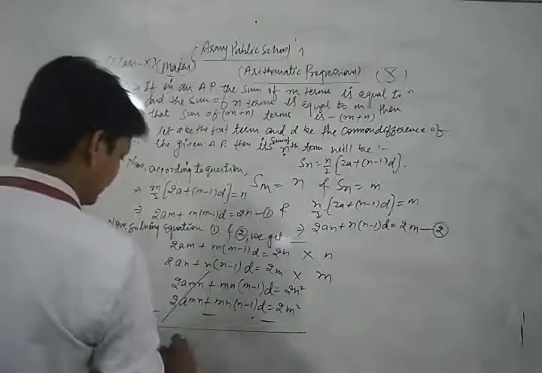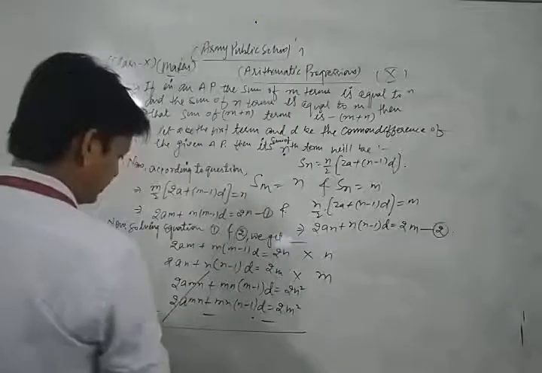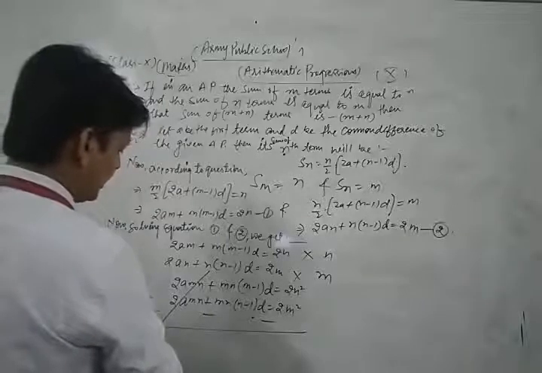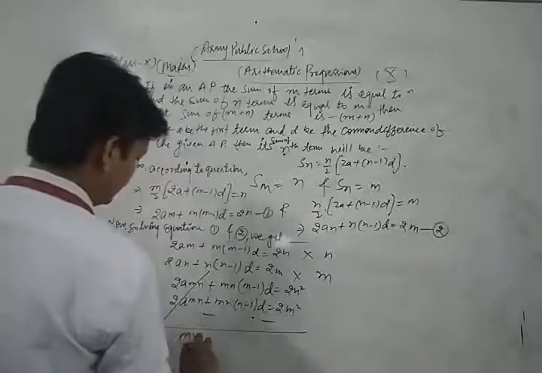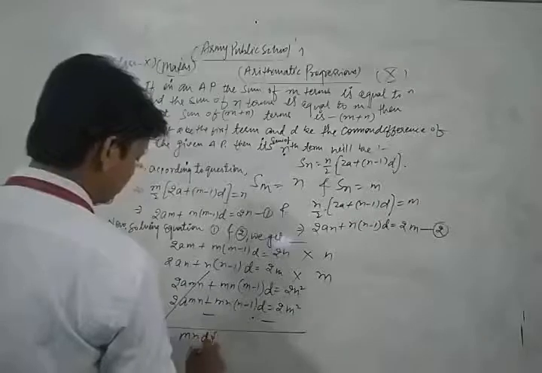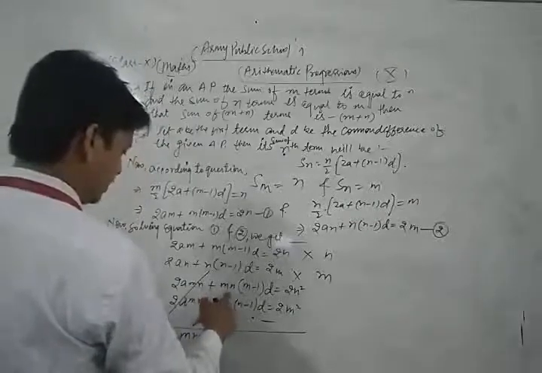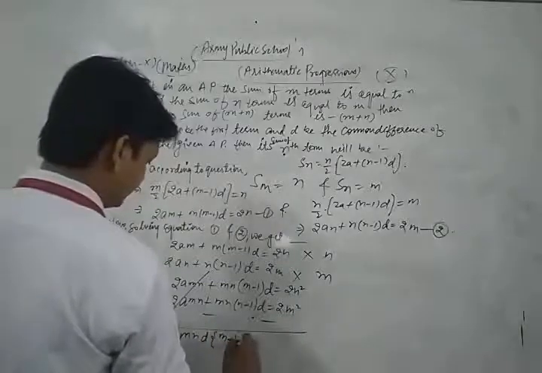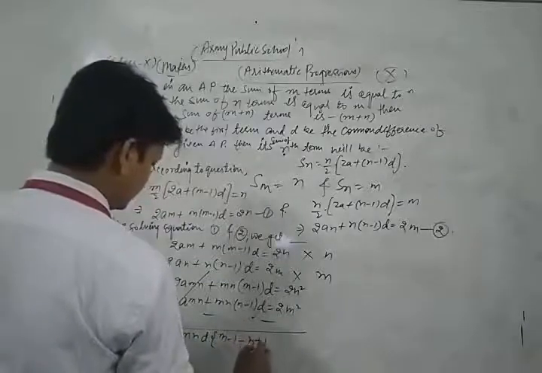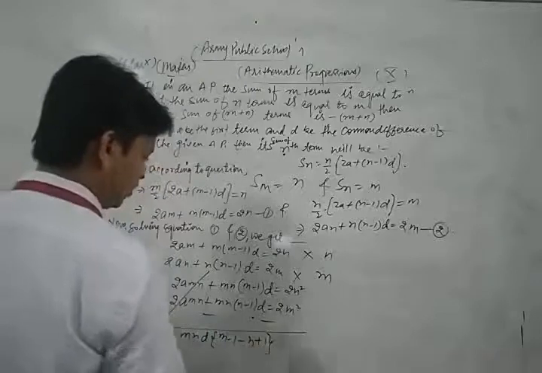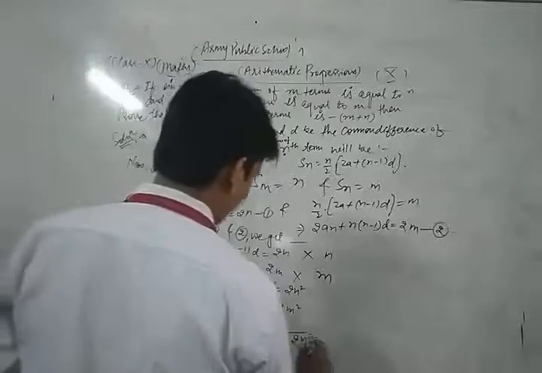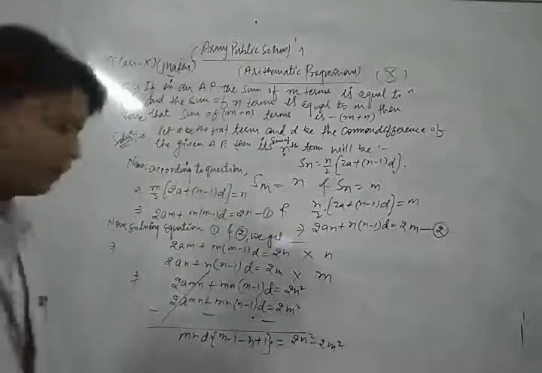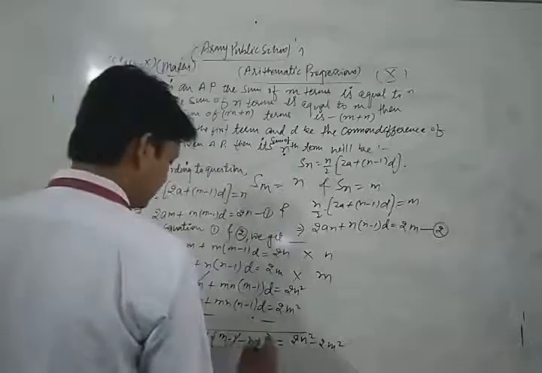Now we take d, and let's see, we write m and d as common. So we get d times (m minus 1 minus n plus 1). Now here this is 2n square minus 2m square. Now we simplify them. Minus cancel to each other.